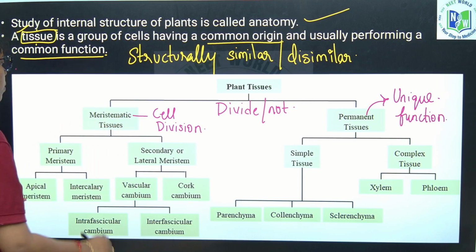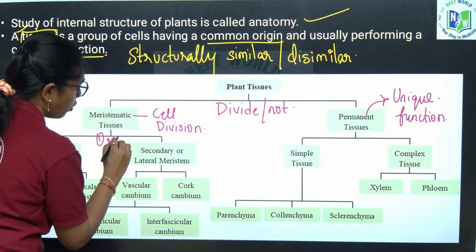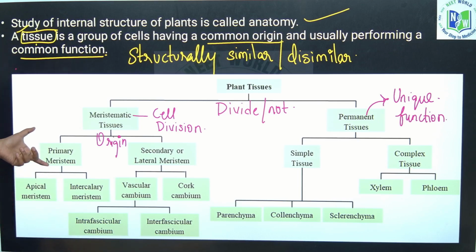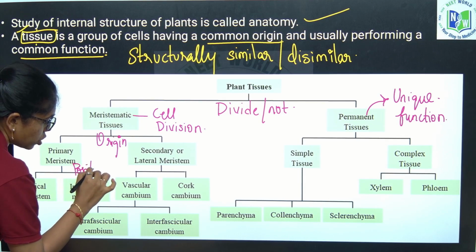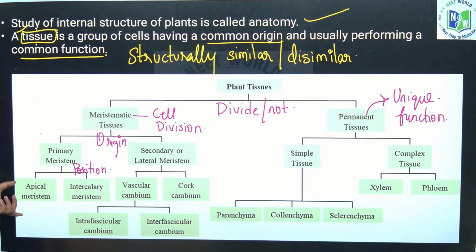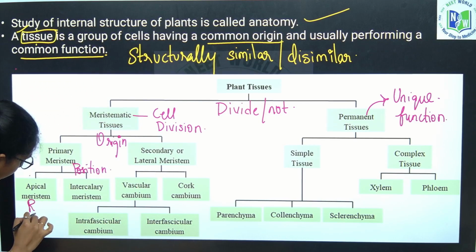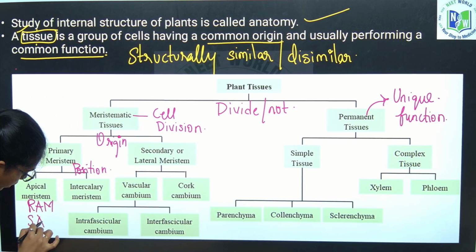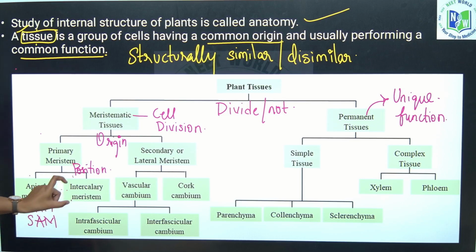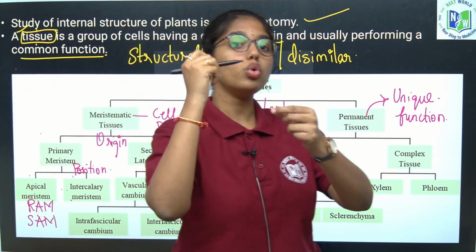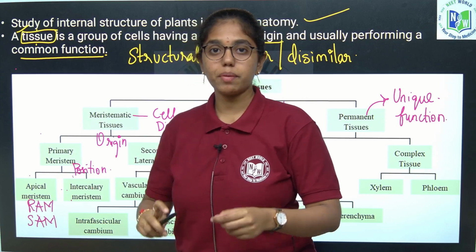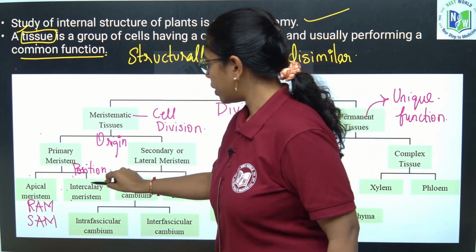Again, based on the time of origin, they are classified into primary meristems and secondary meristems. Primary meristems are further classified based on position. If they are present at the tip of shoot and tip of root, they are apical meristems, for example root apical meristem and shoot apical meristem. Intercalary meristems are present in between 2 nodal regions.